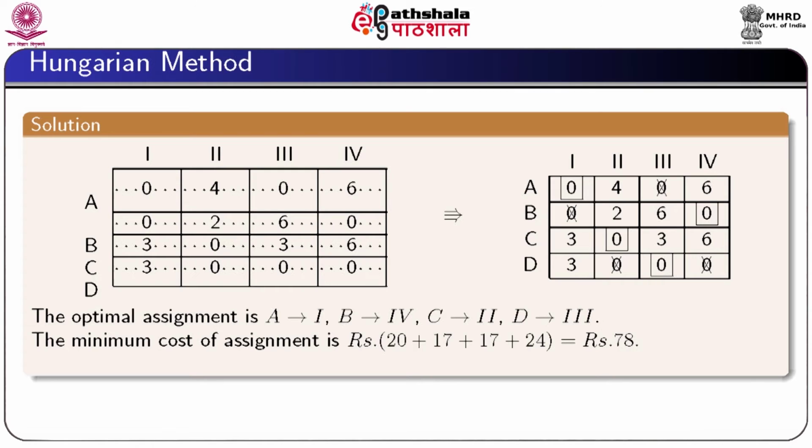So finally, we get the optimal assignment as follows: machine A is assigned to job 1, machine B is assigned to job 4, machine C is assigned to job 2, and machine D is assigned to job 3. And the minimum cost of assignment is thus ₹78. Until now, we have discussed the assignment problem and its mathematical formulation.